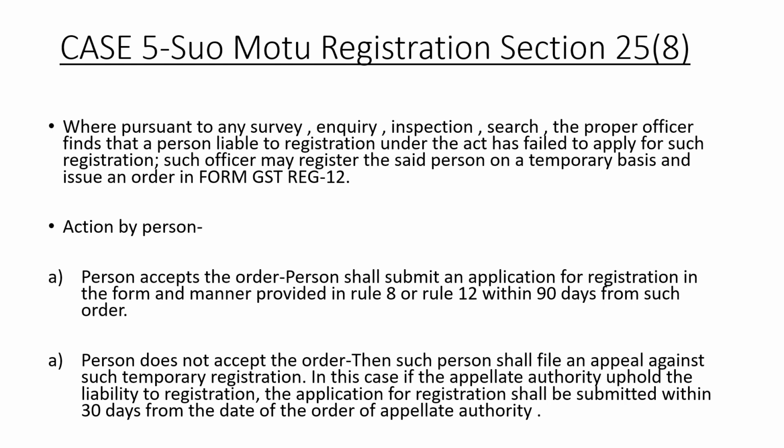But if the person does not accept the order, then such person shall file an appeal against such temporary registration with an appellate authority. If the appellate authority upholds the liability to registration, the application for registration shall be submitted within 30 days from the date of the order of the appellate authority.